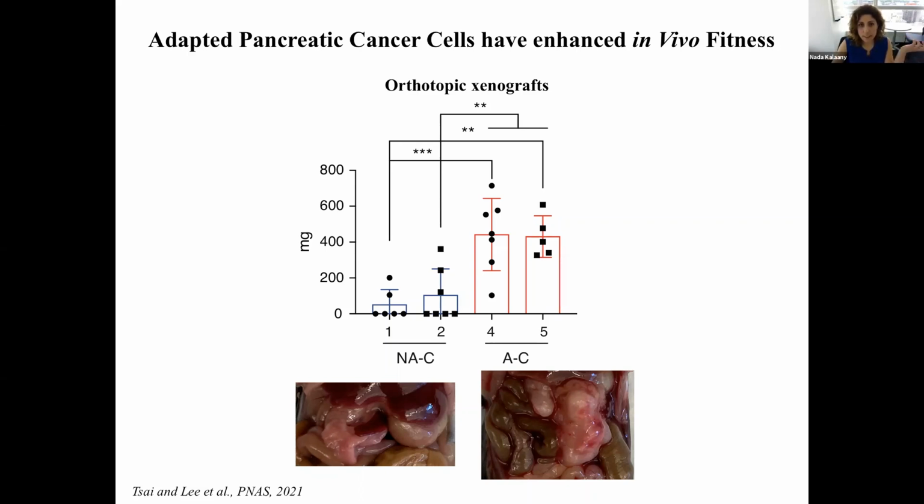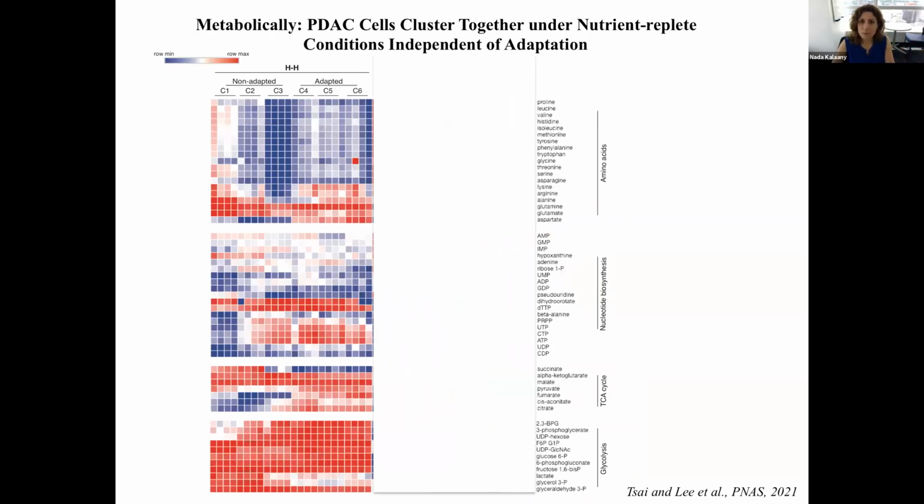Now, to try to identify metabolic pathways or mechanisms that could explain this enhanced fitness acquired by the adaptive clones compared to non-adaptive clones, we performed both RNA-seq, so transcriptomics, and metabolic profiling on the adaptive and non-adaptive clones from the SU2 cell line. And transcriptionally, there was enrichment in several pathways, including purine and pyrimidine, the nucleotide pathways, also amino acid metabolism, and mTORC1 pathway. I'm not showing it here.